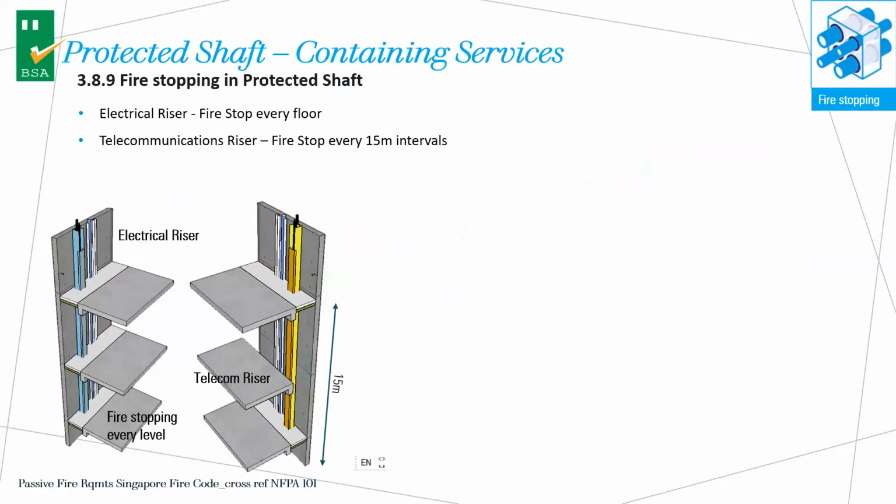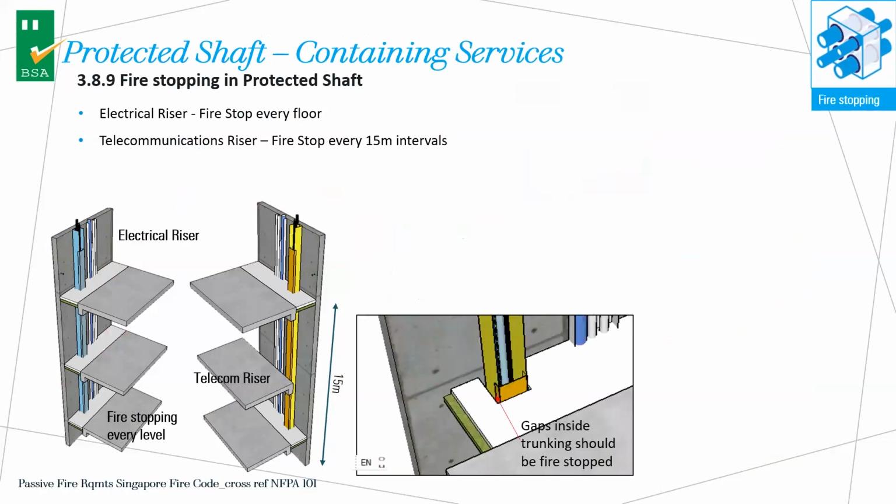So the regulation in Singapore is electrical riser, every floor must be fire stopped. If it is a telephone riser, every 15 meters must be fire stopped. And Singapore being very exacting, they even specify that sometimes you have a trunking in the riser and the trunking has a cover. And inside the trunking, there is a true opening. So the regulation even tells you that inside the trunking, the gap must also be fire stopped. So it's that detailed, right?